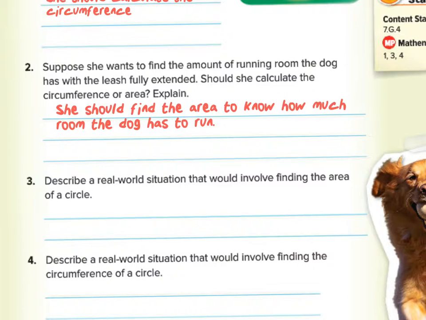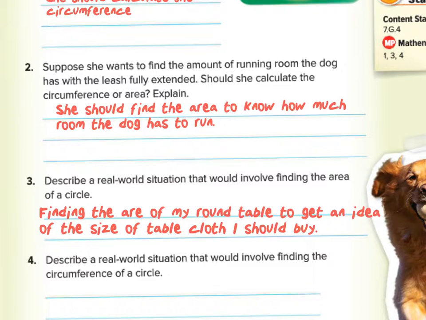Number 3. Describe a real-world situation that would involve finding the area of a circle. When I think of a circle, I think of my breakfast table, right? My breakfast table, it's a circular table. And if I want to buy a tablecloth for it that will fit right to the rim, right to the edge, and cover it perfectly without draping over, I would want to know the area. So finding the area of my round table to get an idea of the size of the tablecloth I should buy. Please feel free to think of your own real-world situation, and we can share in class.